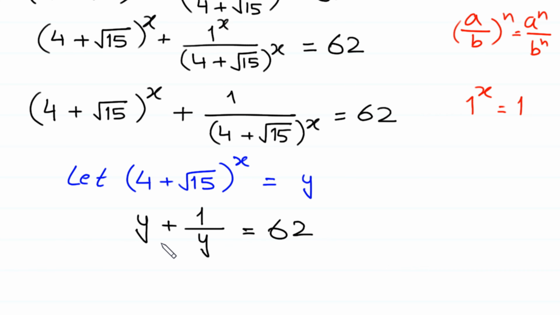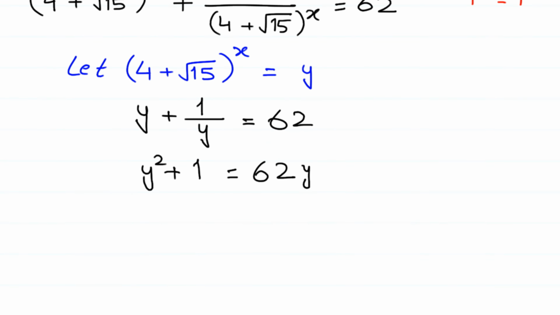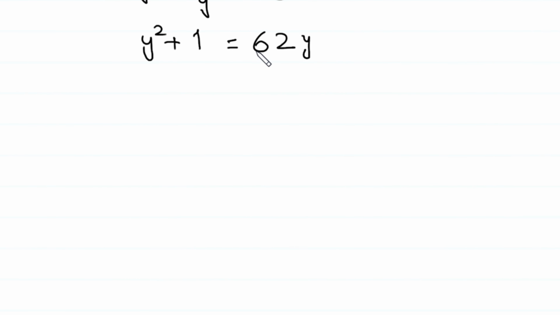And if we multiply both sides by y, we get y square plus 1 is equal to 62y. Next we move this 62y to the left side. y square minus 62y plus 1 is equal to 0. Now this is a quadratic equation and can be solved by the quadratic formula.